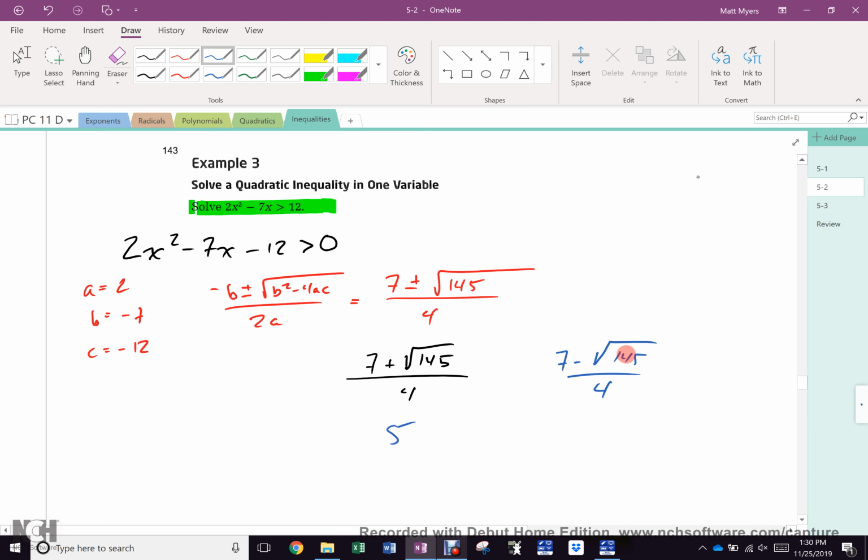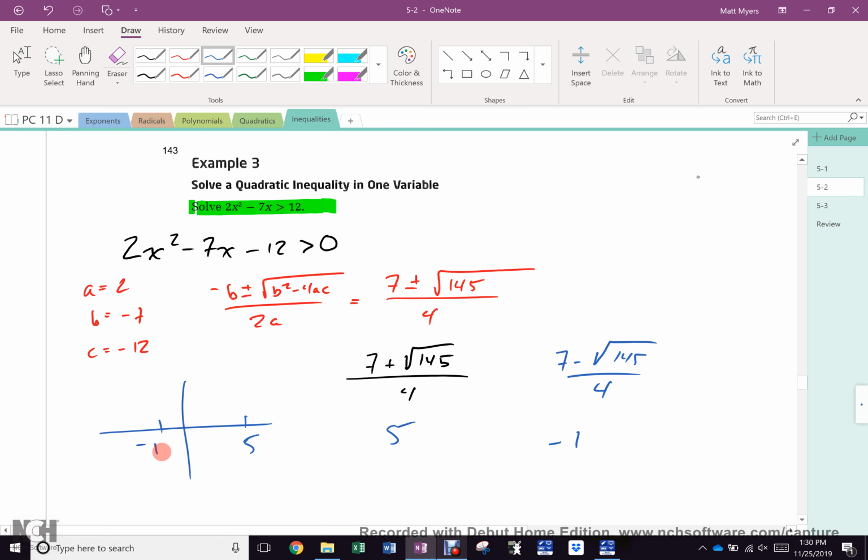What's the other one? What's 7 minus 12? What's -5 divided by 4? It's pretty darn close to 4 over 4, which would be -1, right? So now, do I know my roots? What are they? Approximately 5 and -1, right?